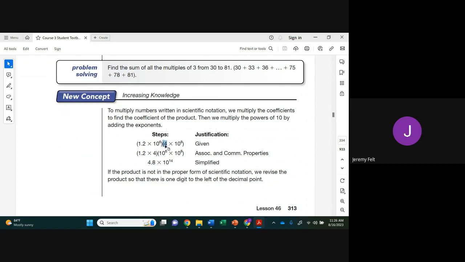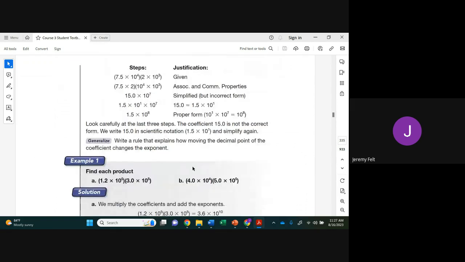So if we're multiplying these, we're going to multiply the coefficients. 1.2 times 4 is 4.8. And then we remember our rules of exponents with the same base. 10 to the power of 6 times 10 to the power of 8. I add 6 plus 8 to get 10 to the power of 14. Make sure this coefficient is greater than 1 and less than 10. So we have a number in the ones place and then everything else to the right of the decimal. So it's got to be in that form. So we may have to manipulate some of them at the end.